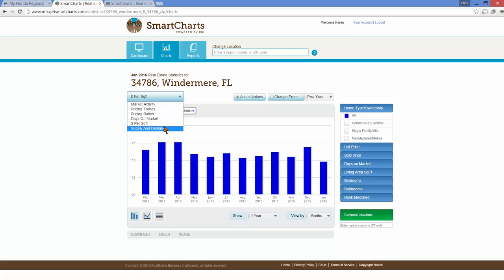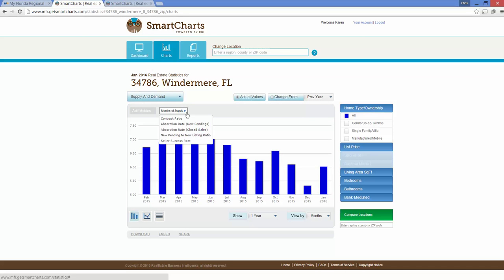And then under supply and demand, all sorts of metrics, month supply. Month supply is looking at the number of listings divided by the absorption rate. The absorption rate, or the average sales per month. Contract ratio, how many contracts versus how many listings do we have? Seller success rate, how many completed contracts were there versus total contracts. So lots of good information here that I can chart out.